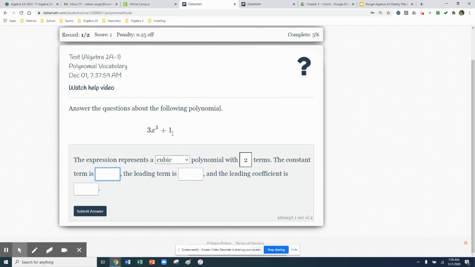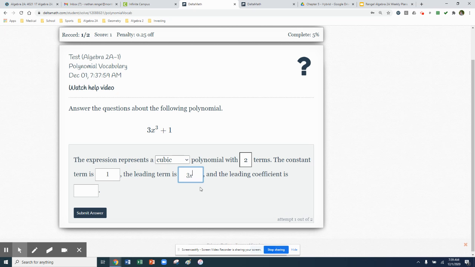The constant term is the number without the variables. That would be a 1. If it was a minus 1, like a subtract 1, then I would use a negative to show that. The leading term is the term with the highest degree, which is that 3x to the third. So I'm going to hit 3 and then x, and then I'm going to hit shift 6 to get my exponent. So 3x to the third is the leading term, and the leading coefficient is 3. So there are our answers for that one. We'll hit submit.